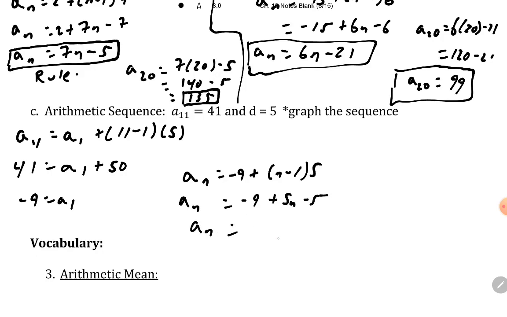So this is a sub n equals 5n minus 14. And this is an easy graph, right? We start at negative 14, and then you go up 5 over 1, up 5 over 1, up 5 over 1, whatever that happens to look like. Actually, it would look more like, this would be 9, then 4, then 1. It would look something like that.